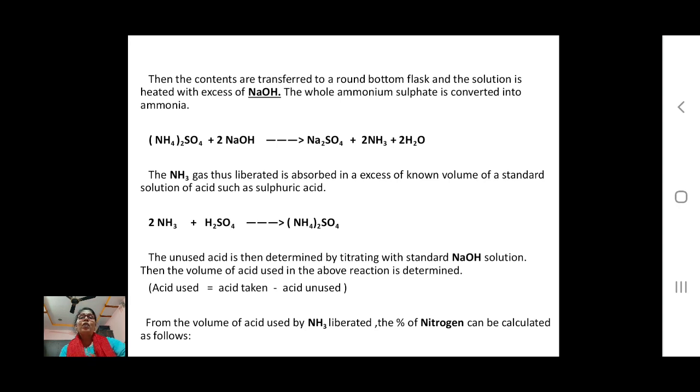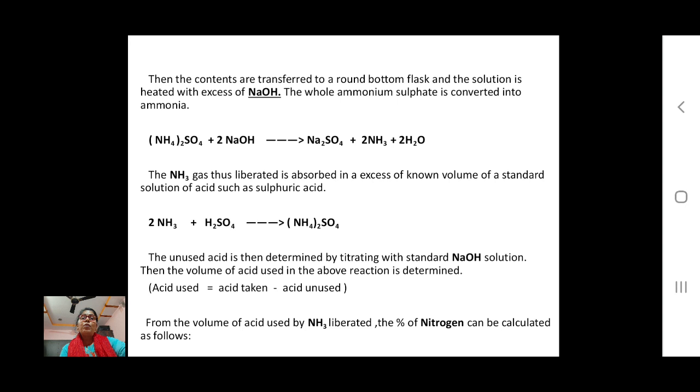The nitrogen from coal is converted into ammonium sulfate, and this ammonium sulfate is converted into ammonia. We have to concentrate here only. Nitrogen is converted into ammonium sulfate, then ammonium sulfate is converted into ammonia. This ammonia gas is absorbed in excess of a known volume of standard solution of acid. Means we have to take acid.